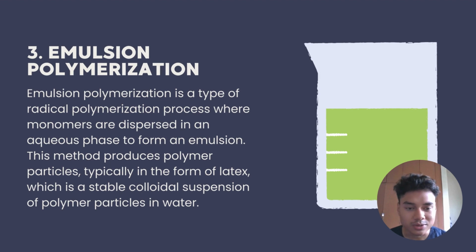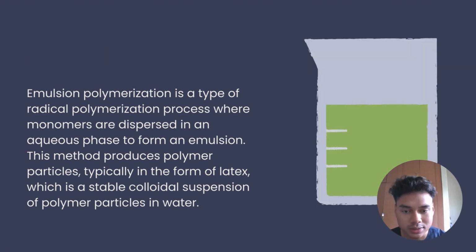Okay, let me introduce you to emulsion polymerization. Okay, what is emulsion polymerization? Emulsion polymerization is a type of radical polymerization process where monomer are dispersed in an aqueous phase to form an emulsion. This method produces polymer particle, typically in the form of latex, which is a stable colloidal suspension of polymer particle in water.